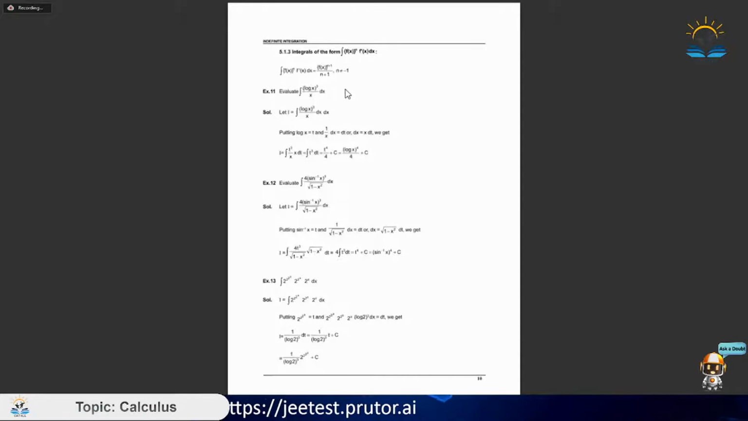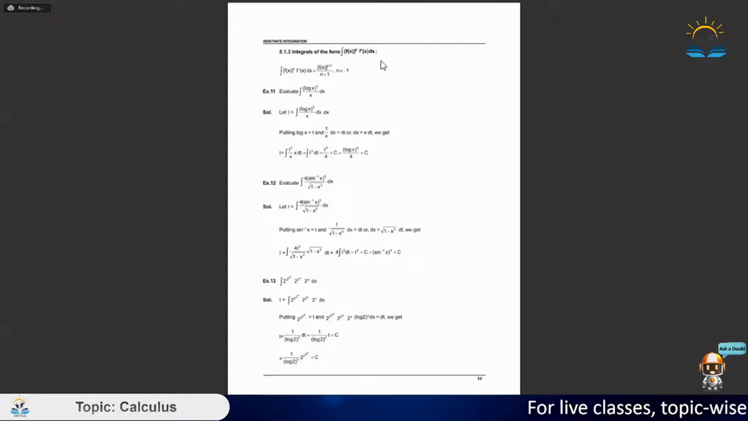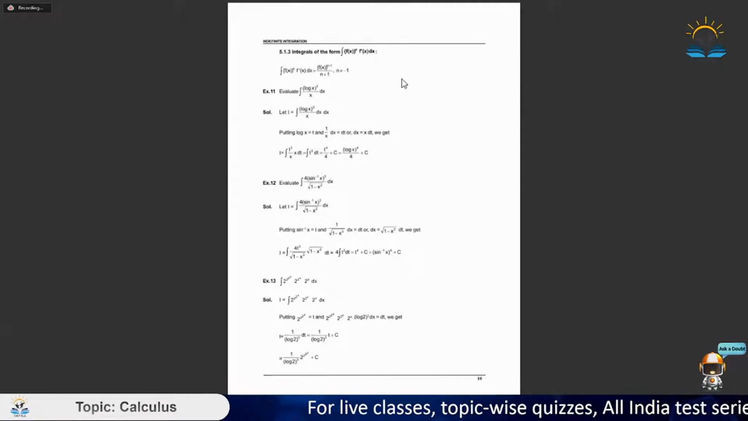Okay. There is a specific case where n comes to be minus 1. Suppose we have f dash x dx upon f of x. Then if n is equal to minus 1, in place of this we directly get log mod f of x plus c.